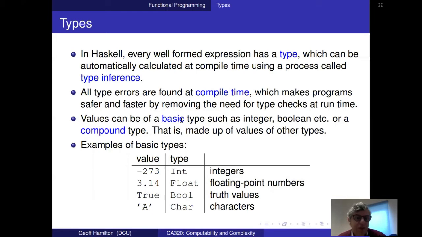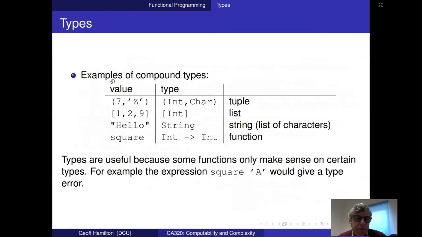Values can be of basic types such as integer and boolean, and these are the different types we are facing. You can have integer, float, boolean, character, and so on. We can have compound types also: tuples, lists, strings, and functions. So function is a type also. We need to have a type for a function. We have the type string, which is multiple characters. We have lists, very similar to Python lists, and we have tuples, again very similar to Python tuple definition.